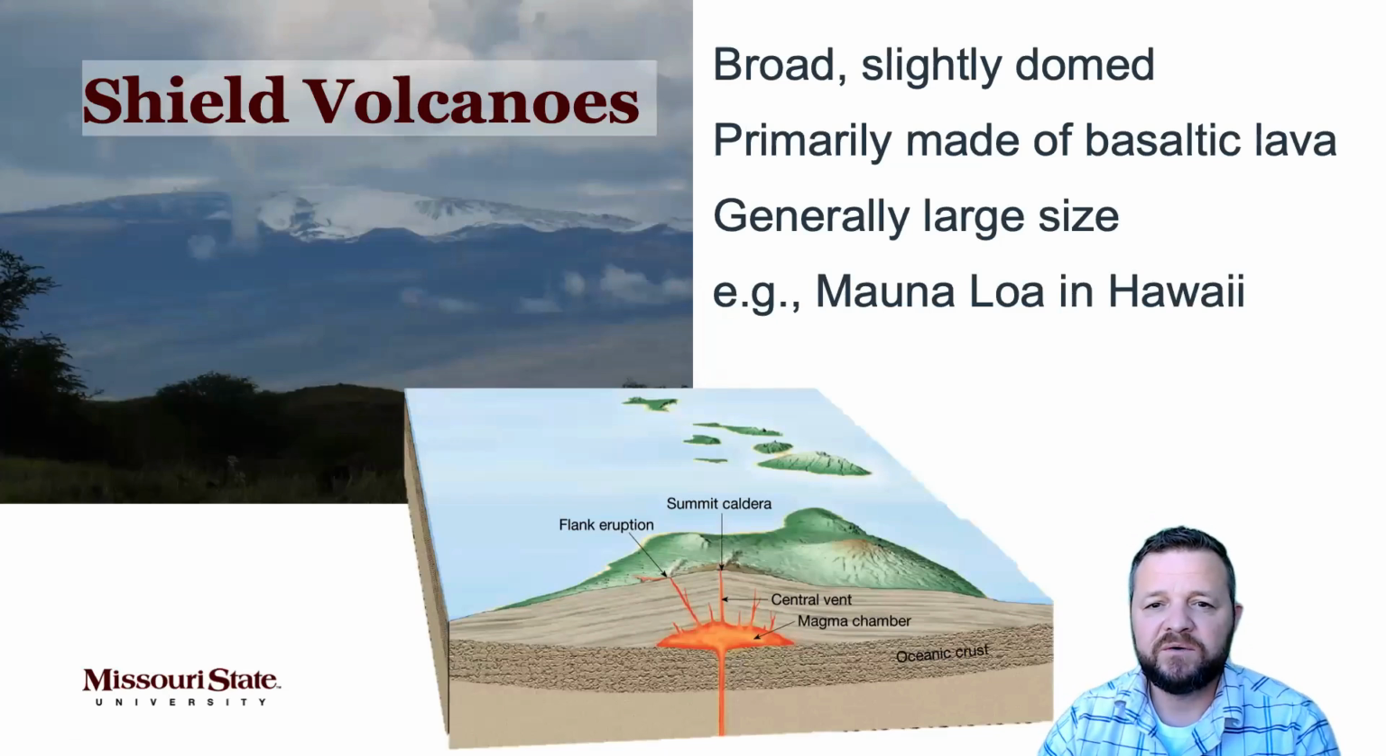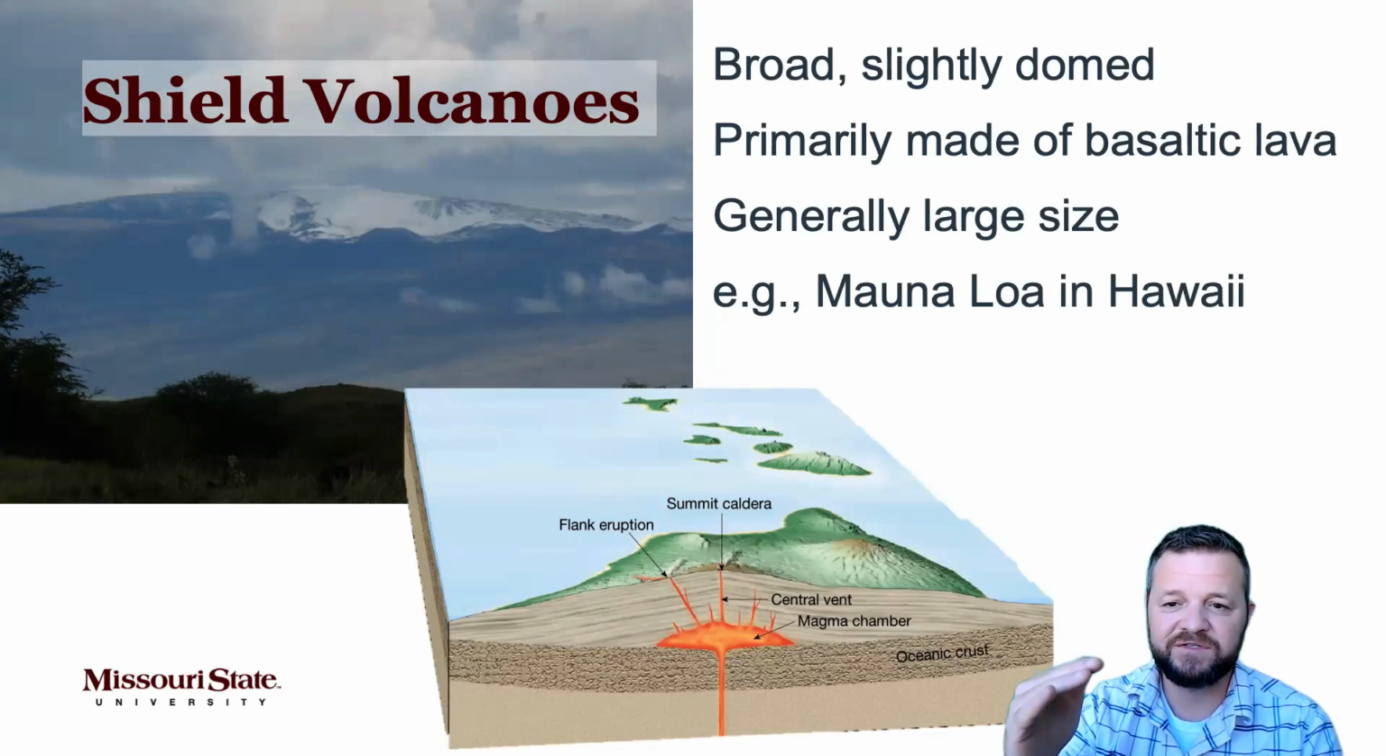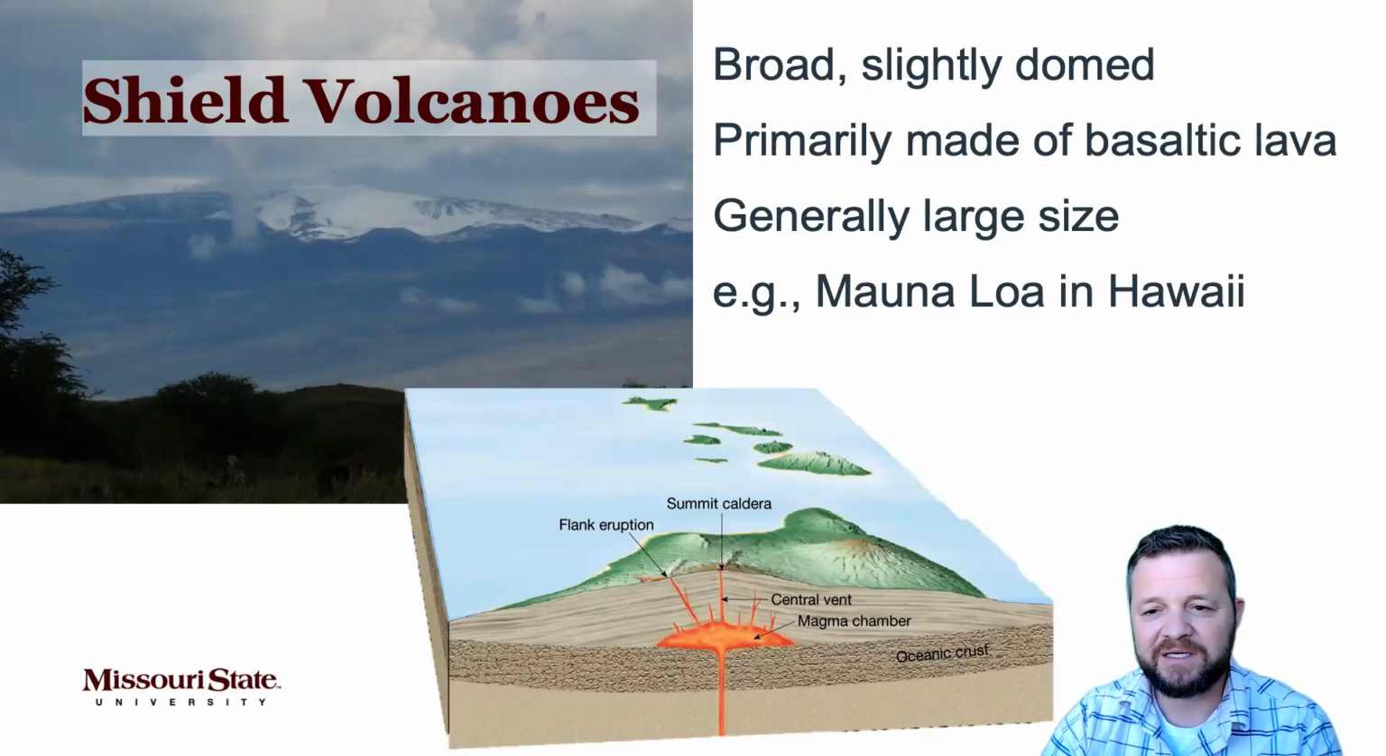Shield volcanoes, which are relatively large, slightly domed, mostly basaltic sourced volcanoes, are exemplified by something like Mauna Loa in Hawaii. It's a very large mountain. If we count the distance from the crust to the surface of the water where Mauna Loa actually peaks, then the island itself isn't very high, but it stands very tall off of the ocean crust. So it is a really big mountain, one of the largest present on the Earth today.